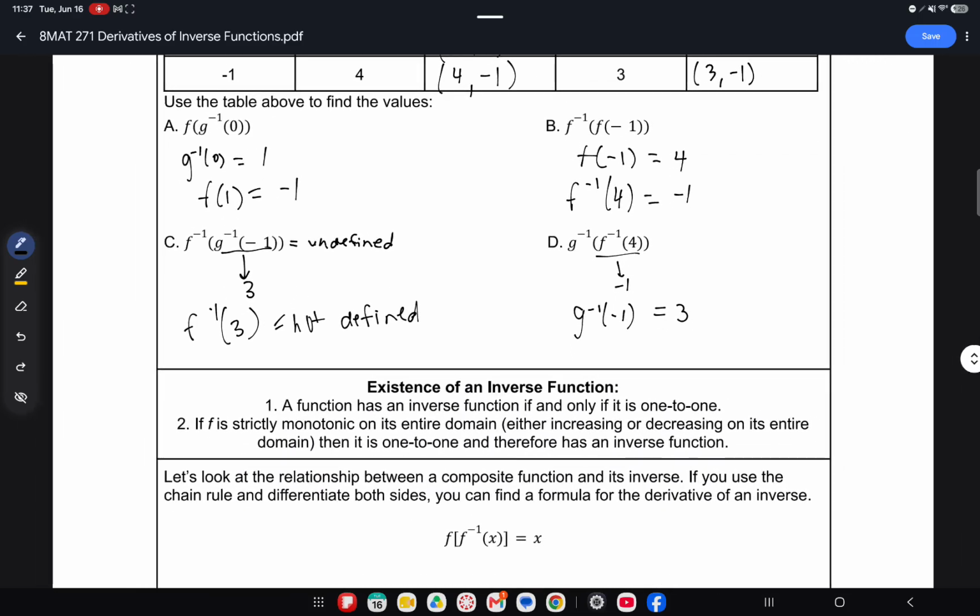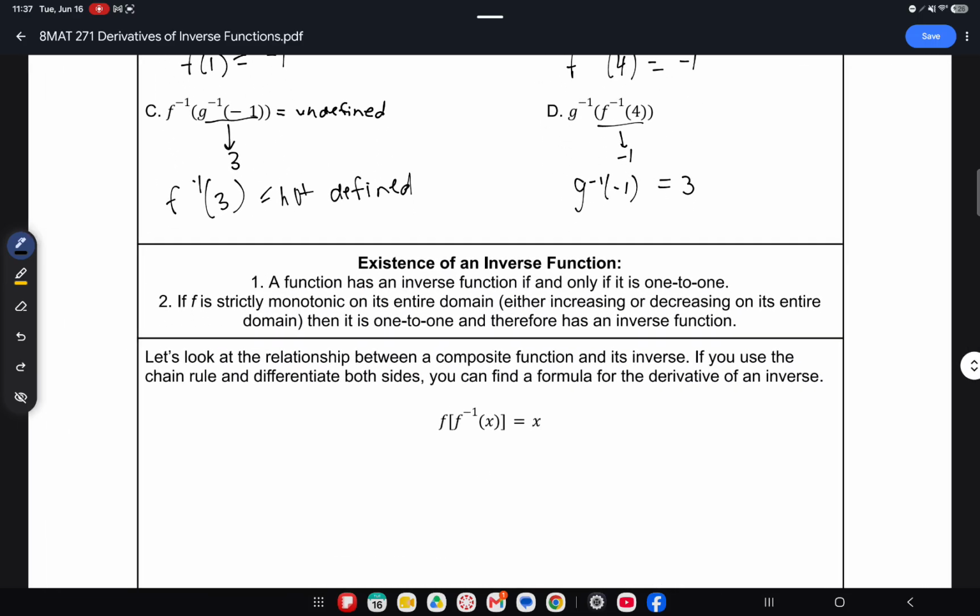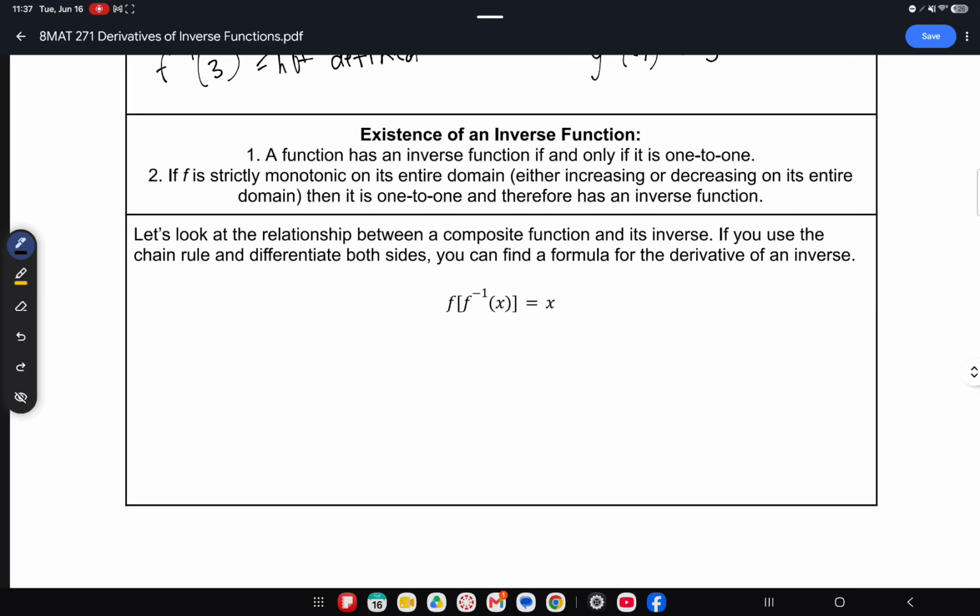Right? So let's talk about the existence of an inverse function. For an inverse to be a function, it has to be 1-to-1. So it has to pass the vertical line test and the horizontal line test. Or if we know a function is strictly monotonic across its entire domain, which means it's either increasing the whole time or decreasing the whole time, then that would mean it's 1-to-1, and that would mean the inverse is a function.